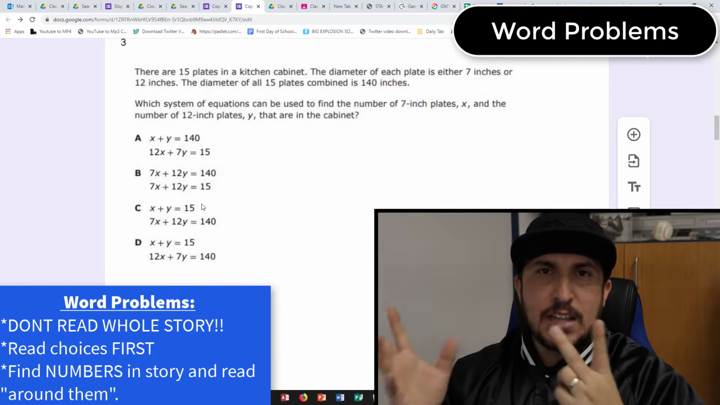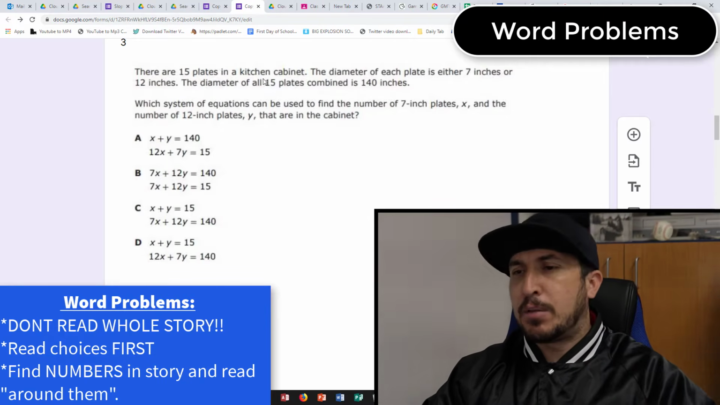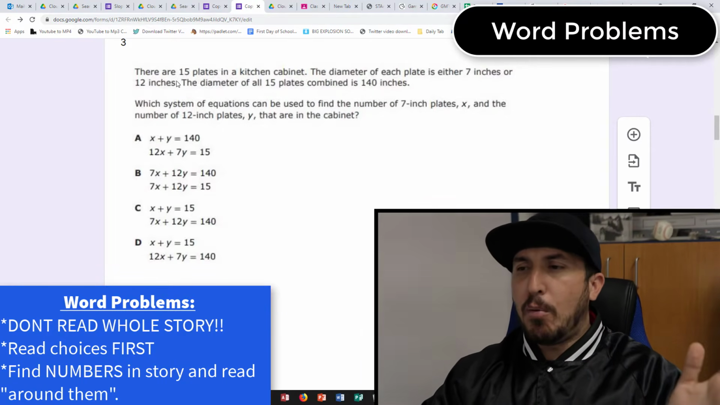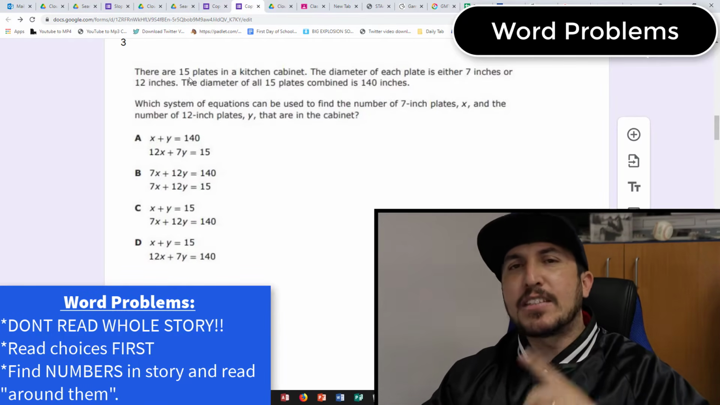You got to put the parts together and put the whole on the other side. So here you go. Let's see. There are 15 kitchen plates. 15 plates. Diameter of these plates, 7 and the 12. The 15 is the biggest number, so I think that's the total.